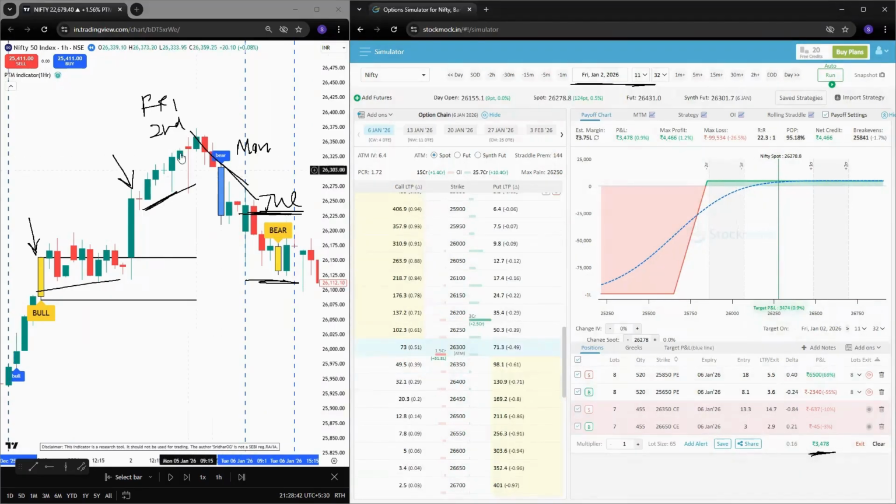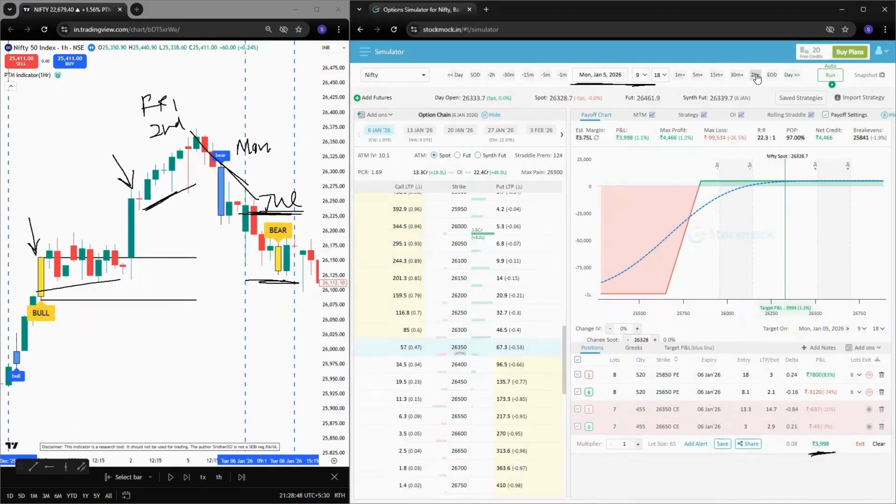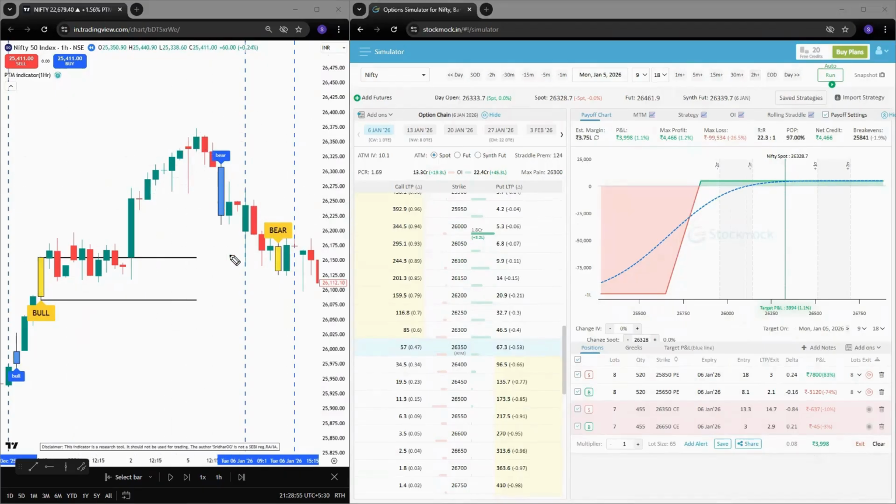We are trading up here in this upper range, and I'll just keep increasing the time. We'll go forward to the 5th of Jan. Now we are on Monday. We are at 3,900 in profit. So where are we on Monday? We are here, in this part.